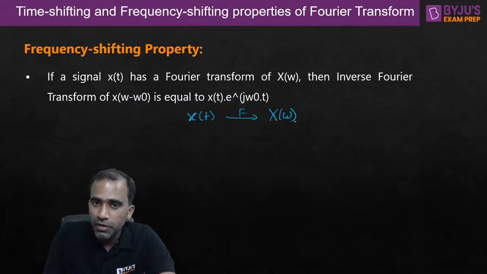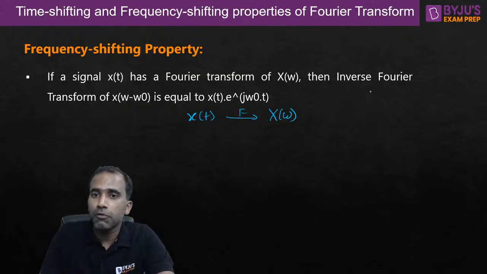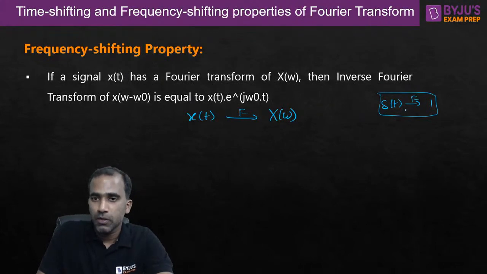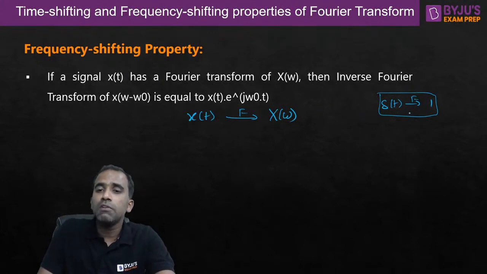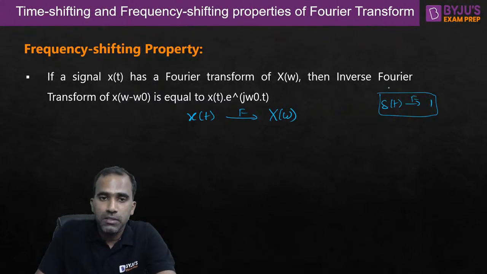First of all, we should know the Fourier transform of a particular signal, or we should know a Fourier transform pair. What I mean by Fourier transform pair, let's say delta of t, Fourier transform is 1. Using the time shifting property, you can find the Fourier transform of any shifted version of delta of t. So delta of t, Fourier transform is 1, and the inverse Fourier transform of 1 is delta of t. These two things together we call a Fourier transform pair. Only once you know a Fourier transform pair can we apply all these properties. Without knowing any Fourier transform pair, we can't apply these properties.